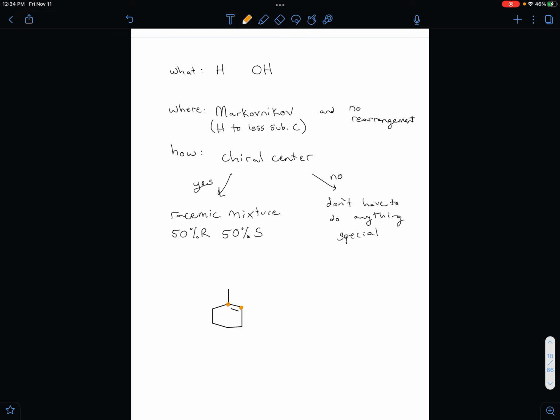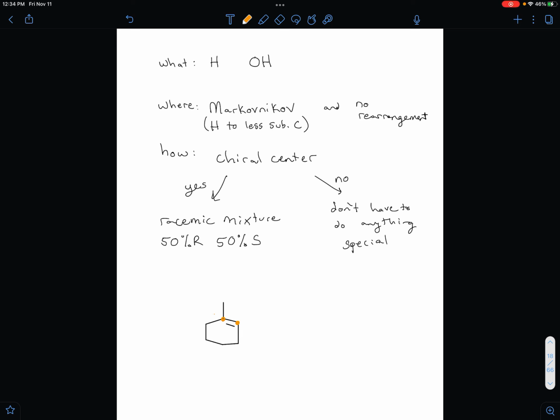And so you'll look at those, you'll classify those. There's the tertiary carbon on the left, secondary carbon on the right. This is Markovnikov addition, so the hydrogen goes to the less substituted carbon, and you erase that pi bond. You use those electrons to get that hydrogen on there. And then the OH will go on the other position. There's no rearrangement, so we don't have to worry about that. And in this case, we don't have a chiral center, so we're done.